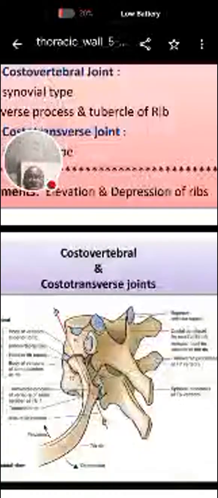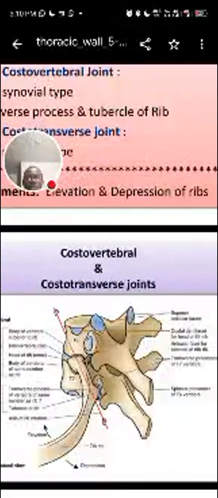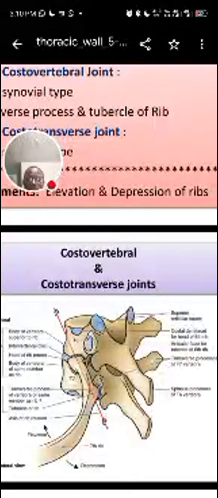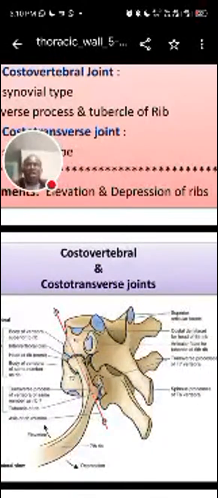That's why we call it the costotransverse joint, where the costal cartilage and the transverse process do what? They articulate.